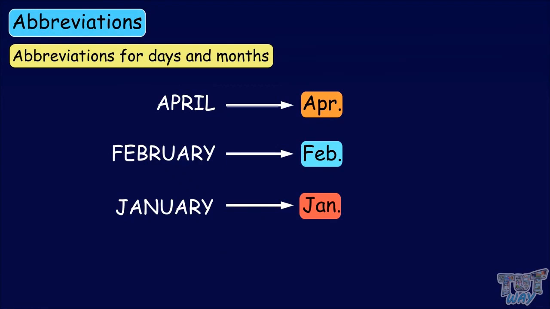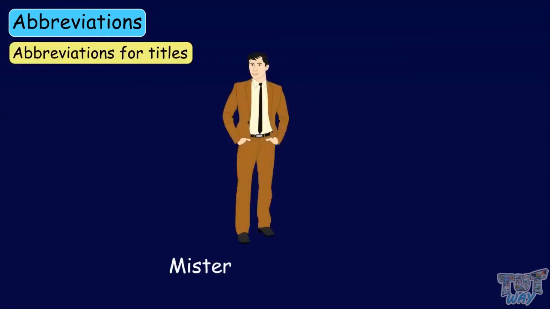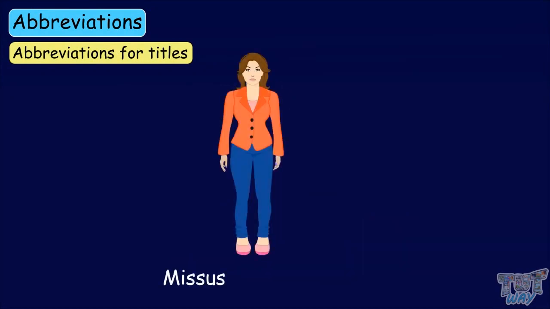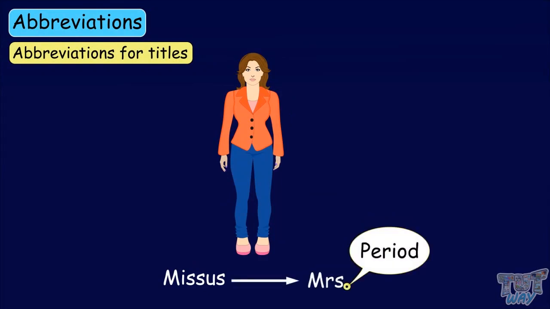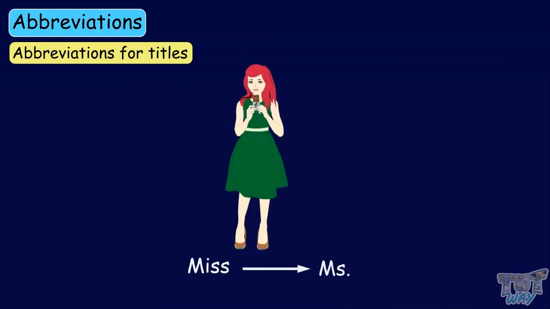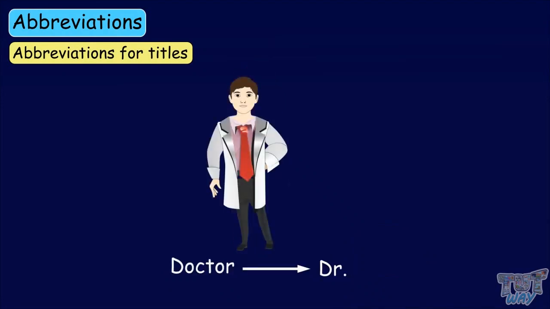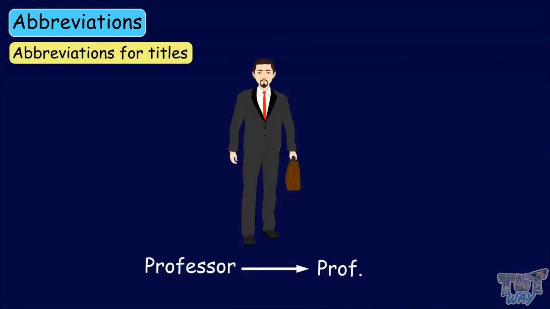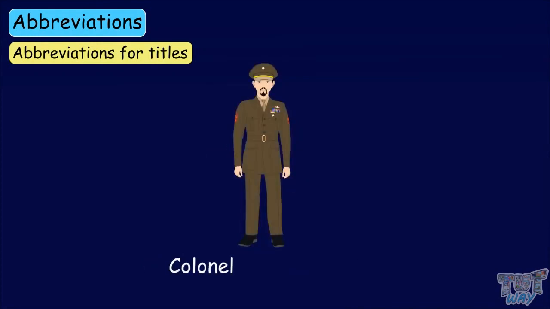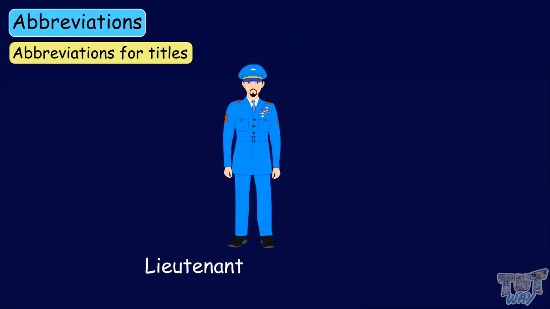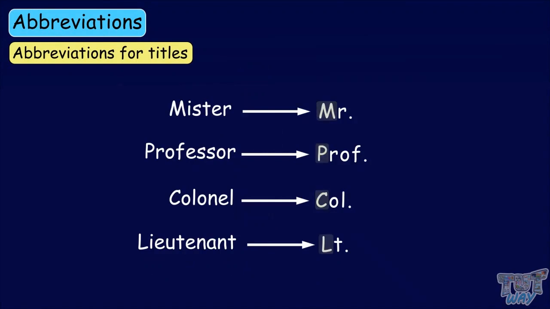Now let's learn some examples of abbreviations for titles. Mr. is written as MR with a period after it. Mrs. is written as MRS with a period after it. Likewise, we have an abbreviation for Miss as MS, Doctor, DR, Professor, PROF, Colonel, COL, Lieutenant, LT, and there is always a capital letter at the first place.